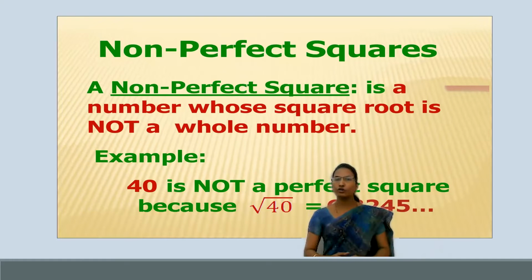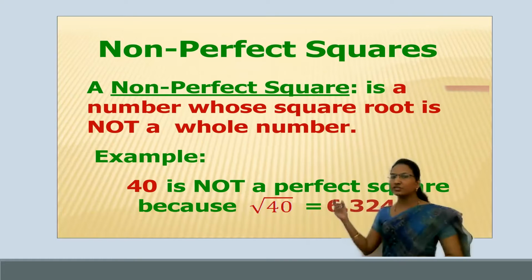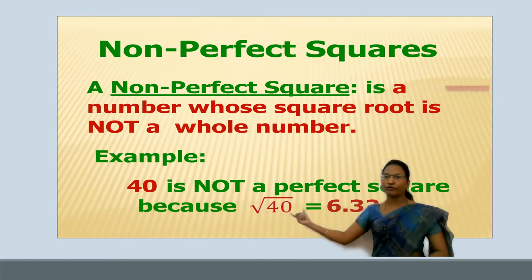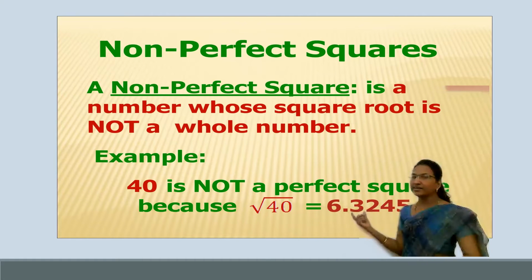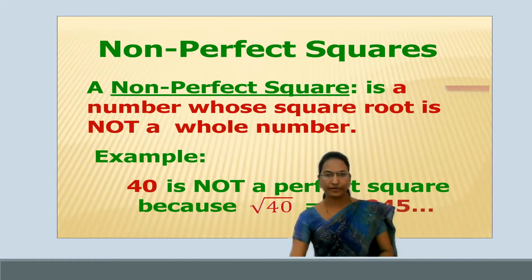So what is meant by a non-perfect square? It's totally opposite to a perfect square. Its square root is not a whole number. Not a whole number means that it is in decimal form. So see here, all of you, 40 is not a perfect square because the square root of 40 is equal to 6.3245. Its square root is in decimal form, so it is not a perfect square.